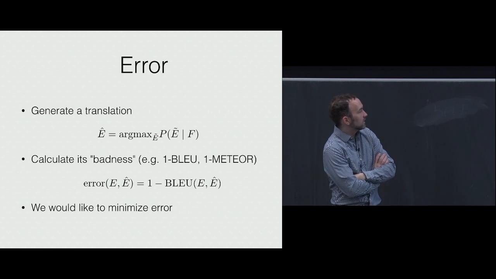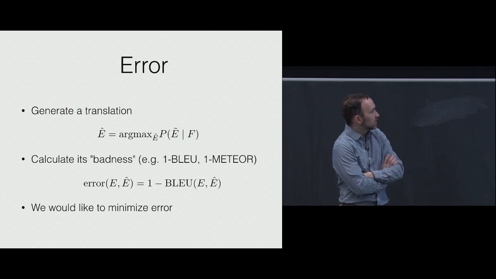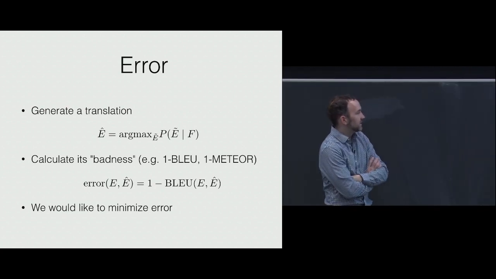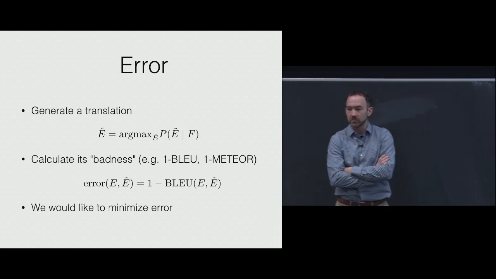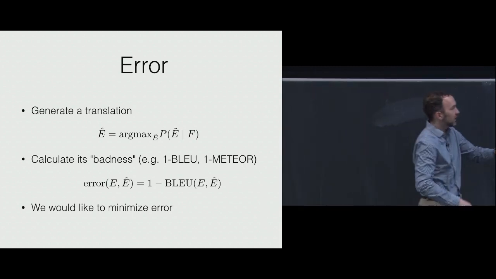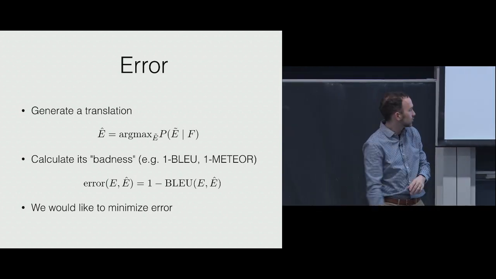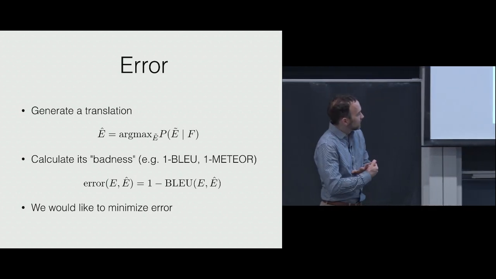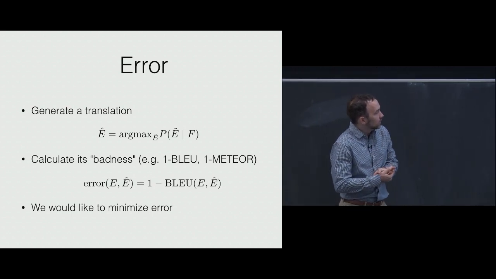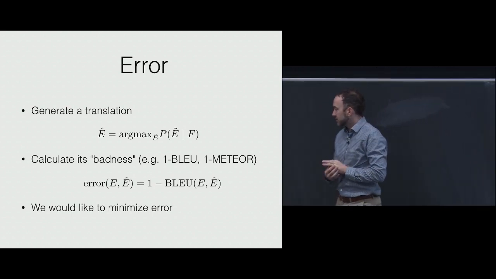So generate an output, and this output will be E hat or Y hat, like I wrote on the board. And then you want to calculate its badness, like how bad is this output. I wrote 1 minus BLEU here, but this could be 1 minus eval, like I wrote on the board here. So in the end, we want to be minimizing our error.